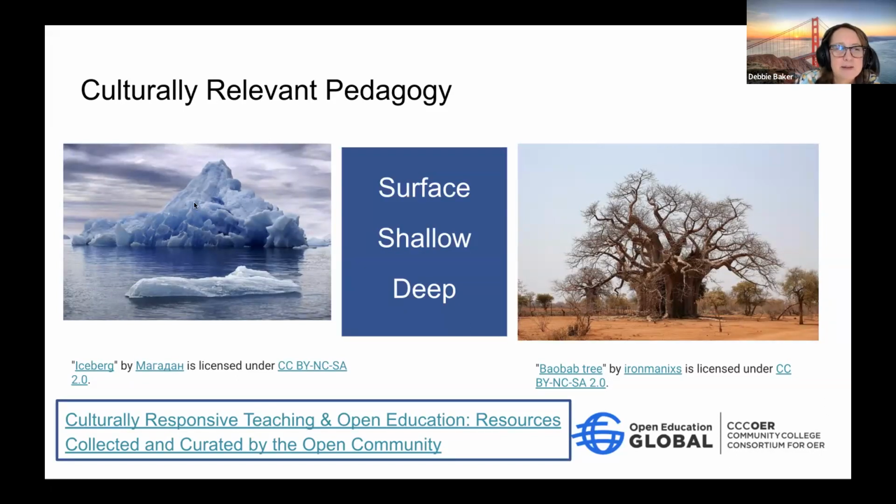So that surface level is very much the tip of the iceberg, the things that are seen above the water, the fruit of the tree, the leaves, all those things that come out of it, while the shallow level is the piece just below the water on the iceberg, or the trunk and branches of the tree, and then the deep level is the part below all of that, right? That's the really deeply connected pieces.